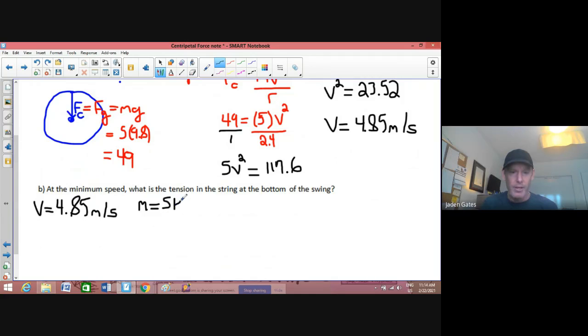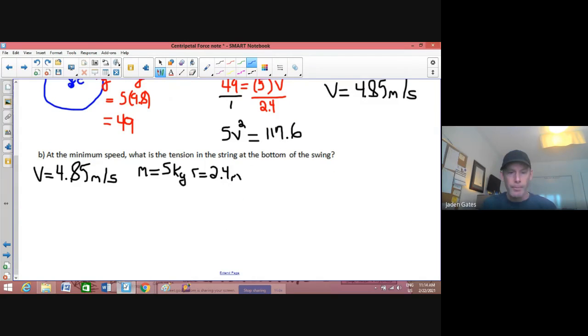All right. Now, again, I said the situation's a little bit different. We want to know what the tension is in the string. So I'm going to draw my diagram again. So here's the circular motion. Here's the center. At the bottom, that's where we're looking at our object. So at the very bottom, we have a centripetal force in the end.